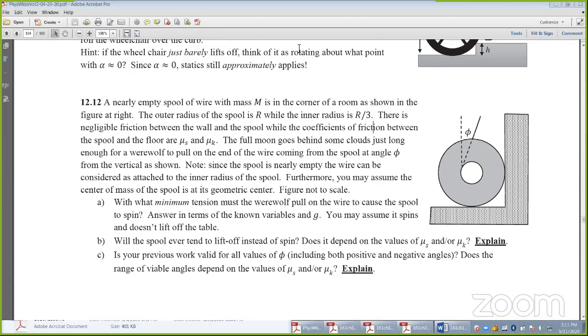Outer radius is R, inner is R over 3. Just going to point something out here. What did it say? Negligible friction between the wall and the spool. So over here, mu equals 0, no friction. Right? We don't have to worry about friction on the wall. And then we do have friction down here. All right, that's cool.